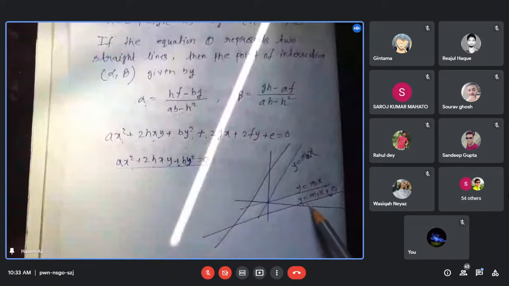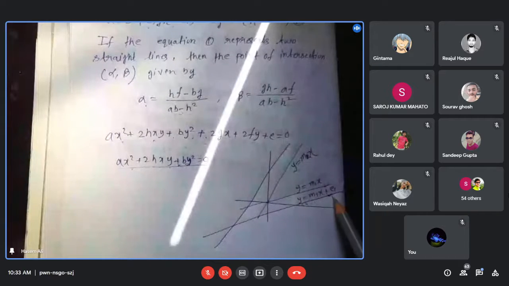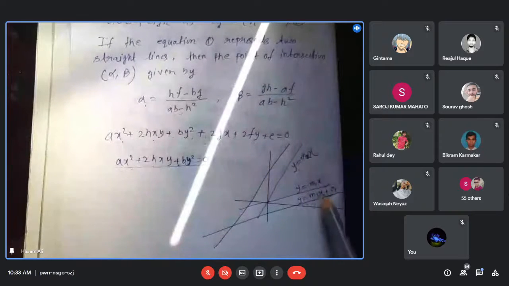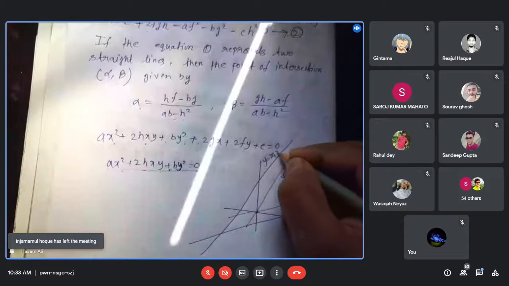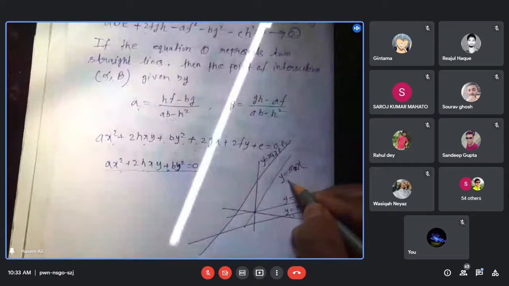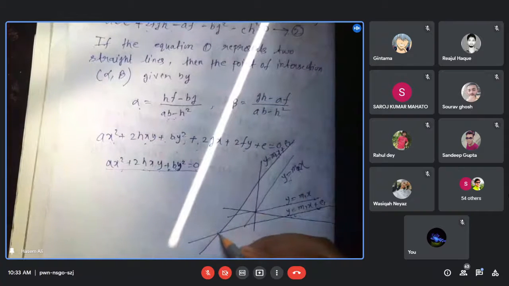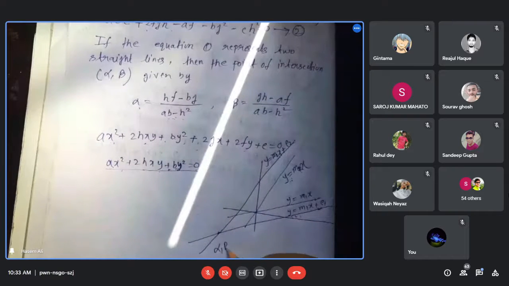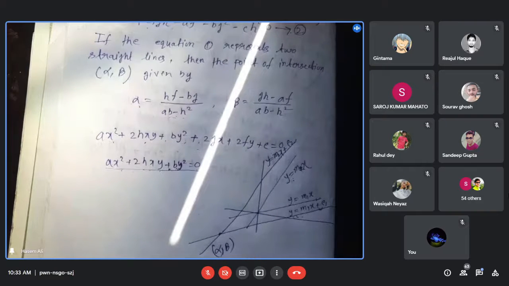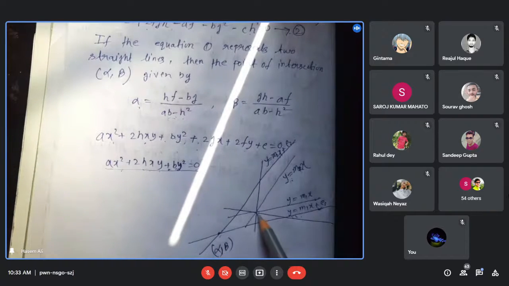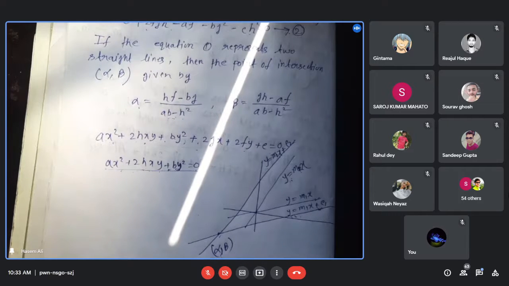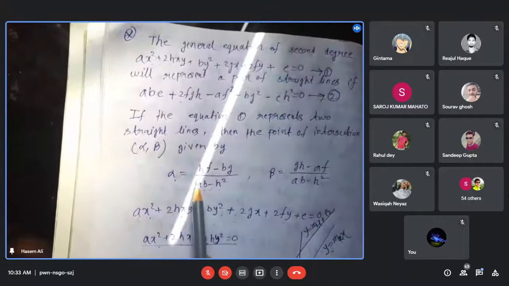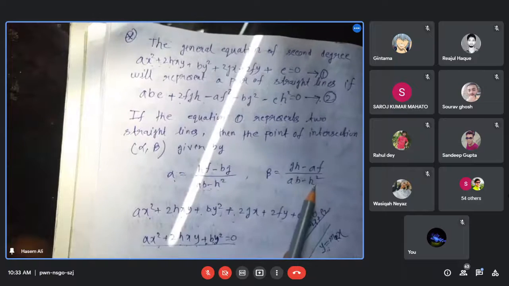That means if the equation is y equals m1x plus c1, then its equation will be y equals m1x. And similarly, if its equation is y equals m2x plus c2, then its equation will be y equals m2x. This is the point of intersection, alpha comma beta. And also this is the point of intersection which is 0 0. This is clear. For the general case, the point of intersection alpha comma beta will be given by this formula, alpha equals this and beta equals this.